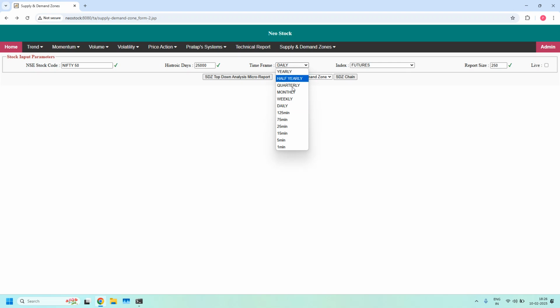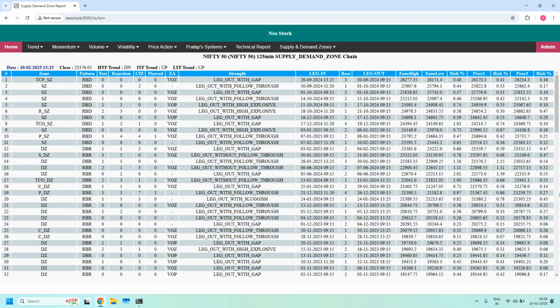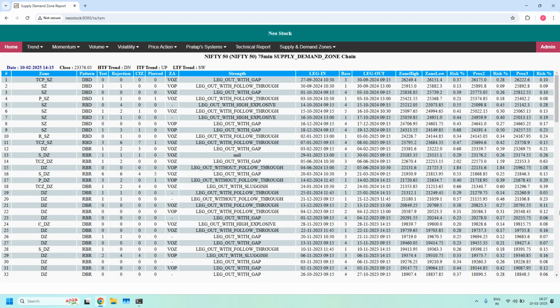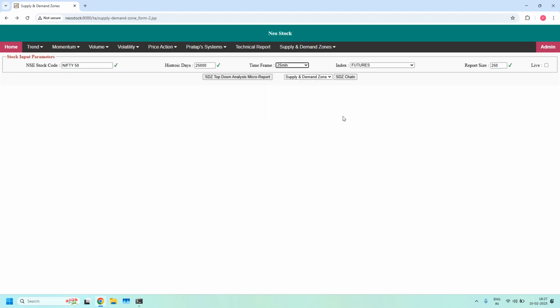Next, 125 minutes supply demand zone chain for Nifty. Next, 75 minutes supply demand zone chain for Nifty. Next, 25 minutes supply demand zone chain for Nifty.